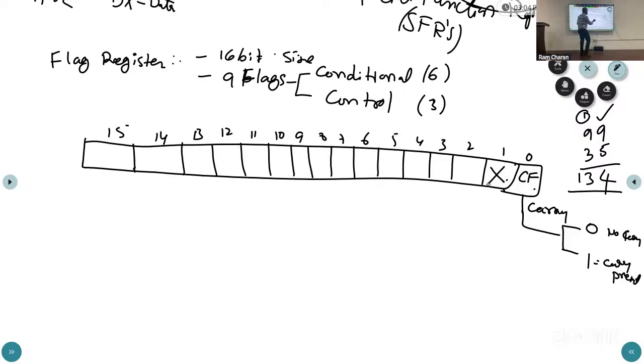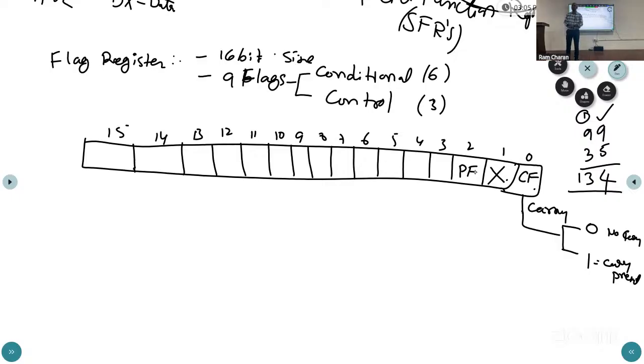And the next position is PF. P stands for parity. Okay. What is the parity? Can anyone define the parity? Based on the number of ones, we define the parity. How many types of parity? 2 types. What are the 2 types? Even and odd parity. What is the even parity and what is the odd parity?